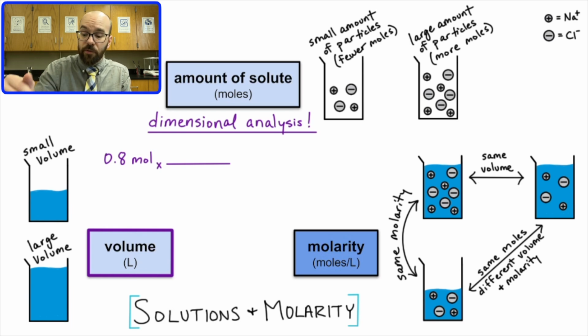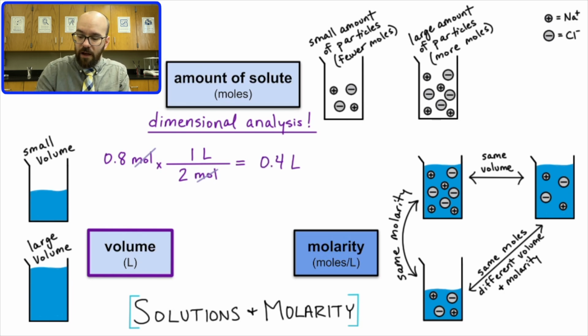So we have 0.8 moles. We've got 2 moles per liter. Okay, where did my 2 moles go? Moles are right here. So I'm going to need the 2 moles to go on the bottom or denominator of my fraction so that moles will divide out with moles here. And then it's per liter or per 1 liter. So I'm going to put 1 liter on the top. Moles are going to divide out, and I'm left with liters. So my answer is in liters, and I have 0.4 liters. So if I had a solution that I knew contained 0.8 moles of the solute, and that was a 2 molar solution, then I know that would have a volume of 0.4 liters.